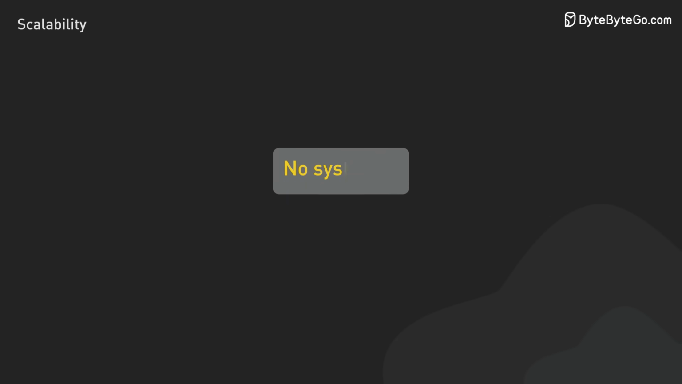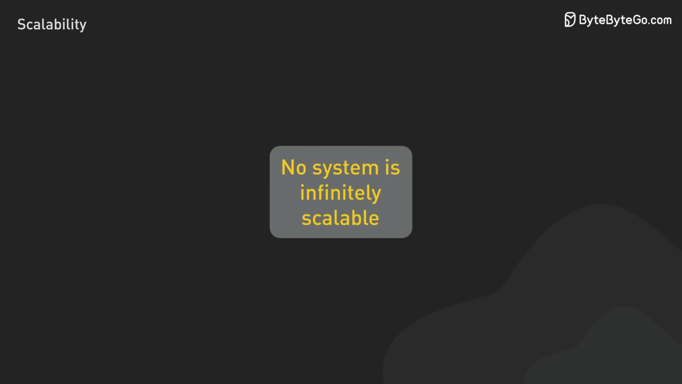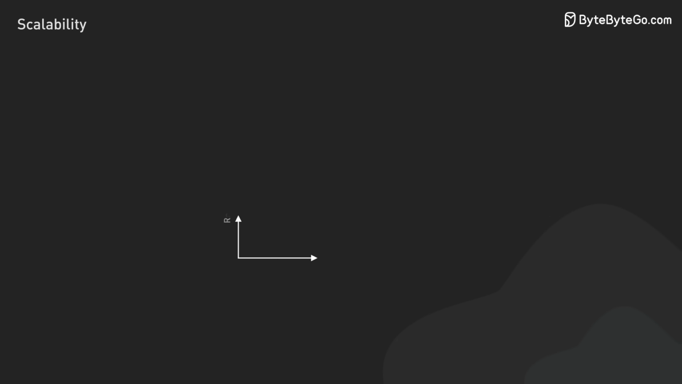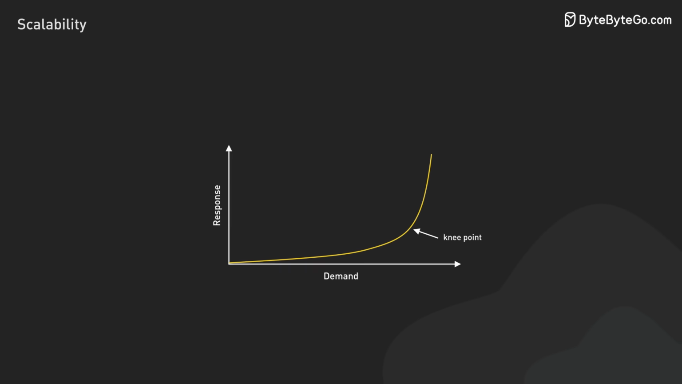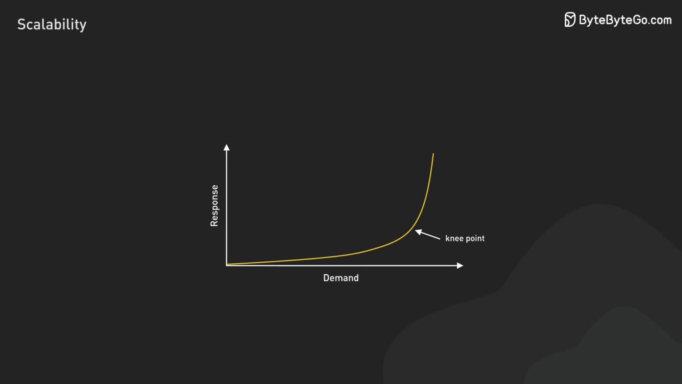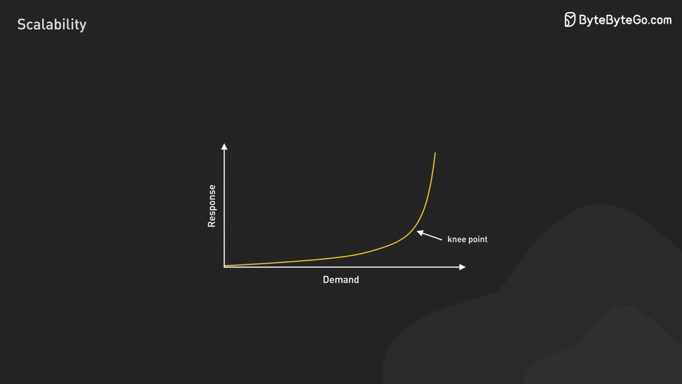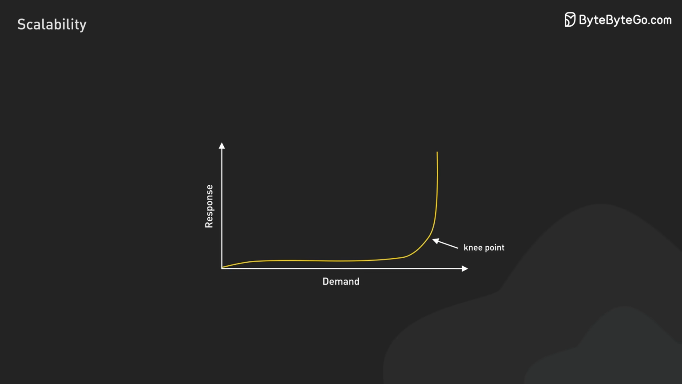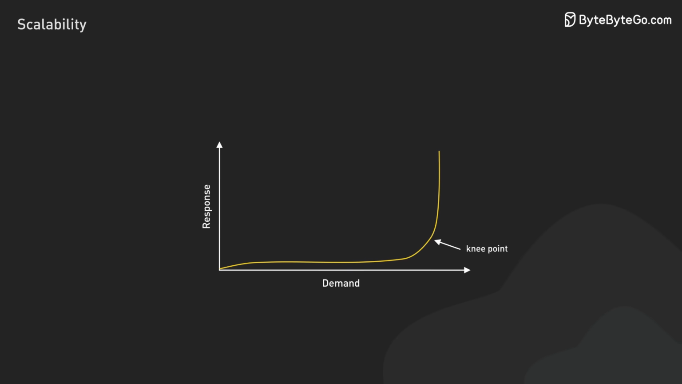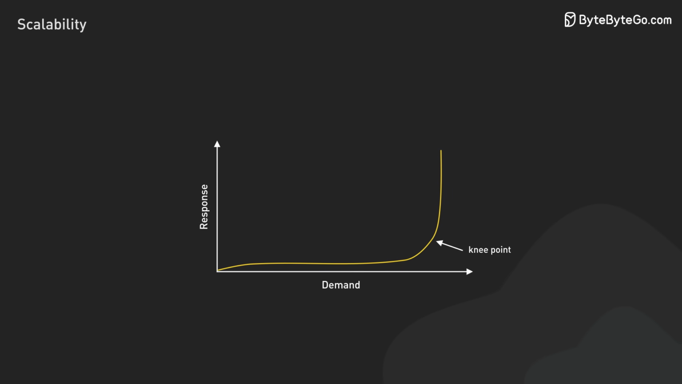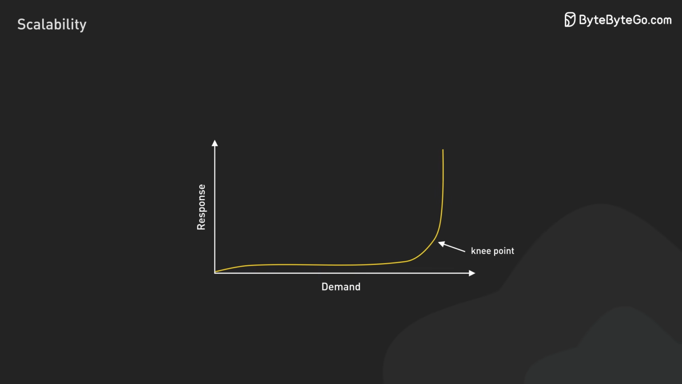Now, it's important to acknowledge that no system is infinitely scalable. Every system has its limits, and eventually, demand will outstrip resource availability. This tipping point often appears as a knee in the response versus demand curve, where performance starts to degrade rapidly. Our goal in system design is to push this knee as far to the right as possible, delaying that performance drop-off for as long as we can.